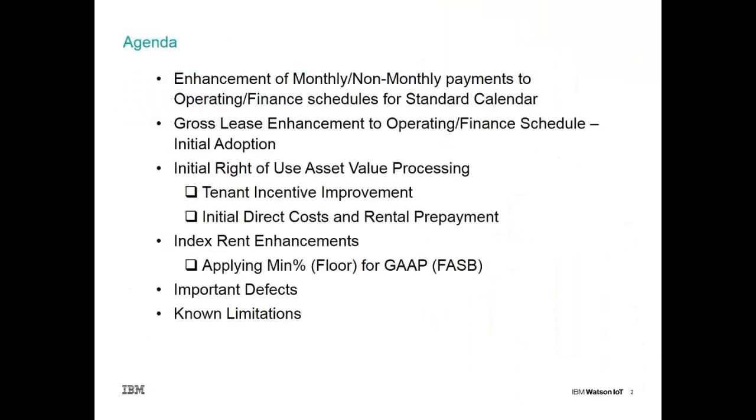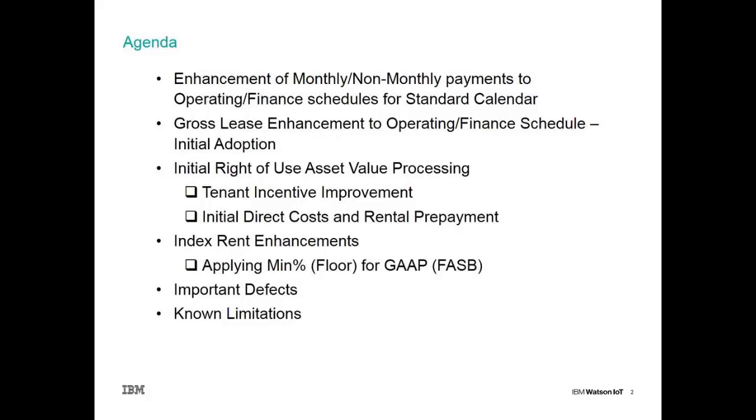Our agenda for today is we are going to go over enhancement of monthly, non-monthly payments to operating finance schedules for standard calendar. And the second topic we are going to cover is the gross lease enhancement to operating finance schedule that will cover the initial adoption. The third topic we are going to cover is the initial right of use asset value processing, which is important for ASC 842, but will include a tenant incentive improvement, initial direct cost, and rental prepayment.